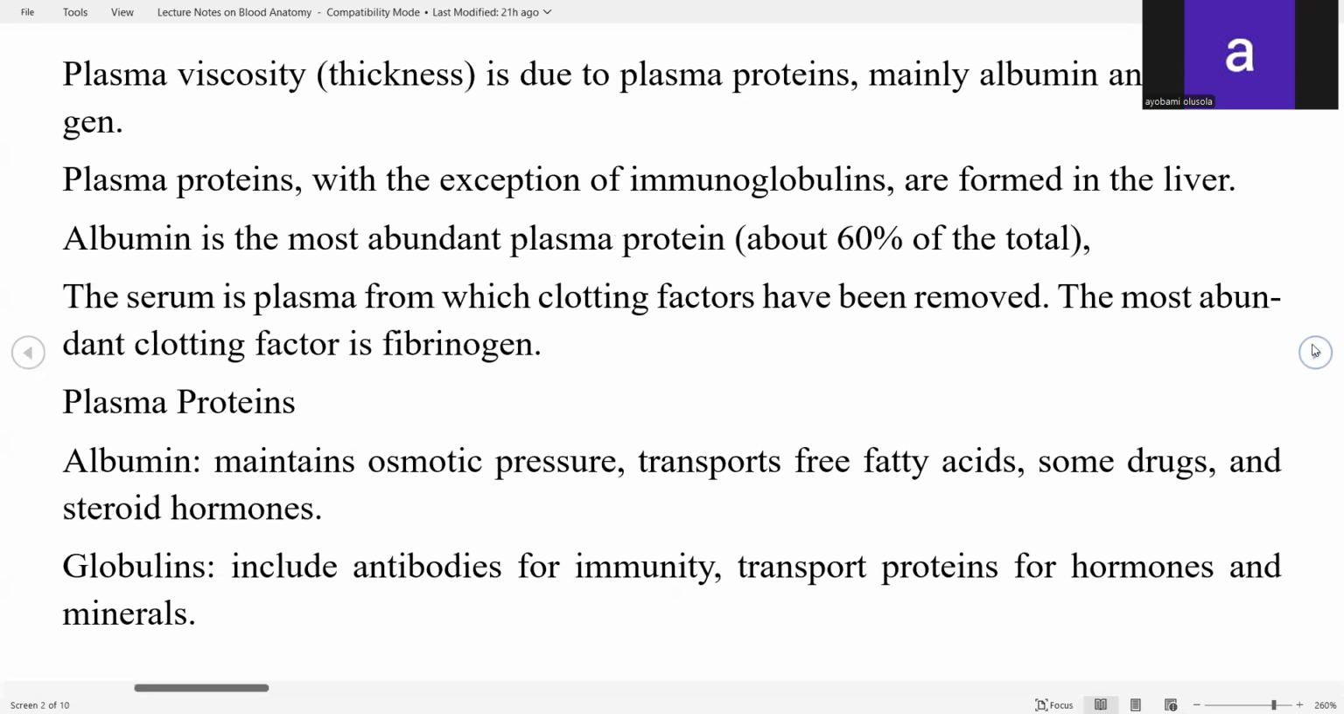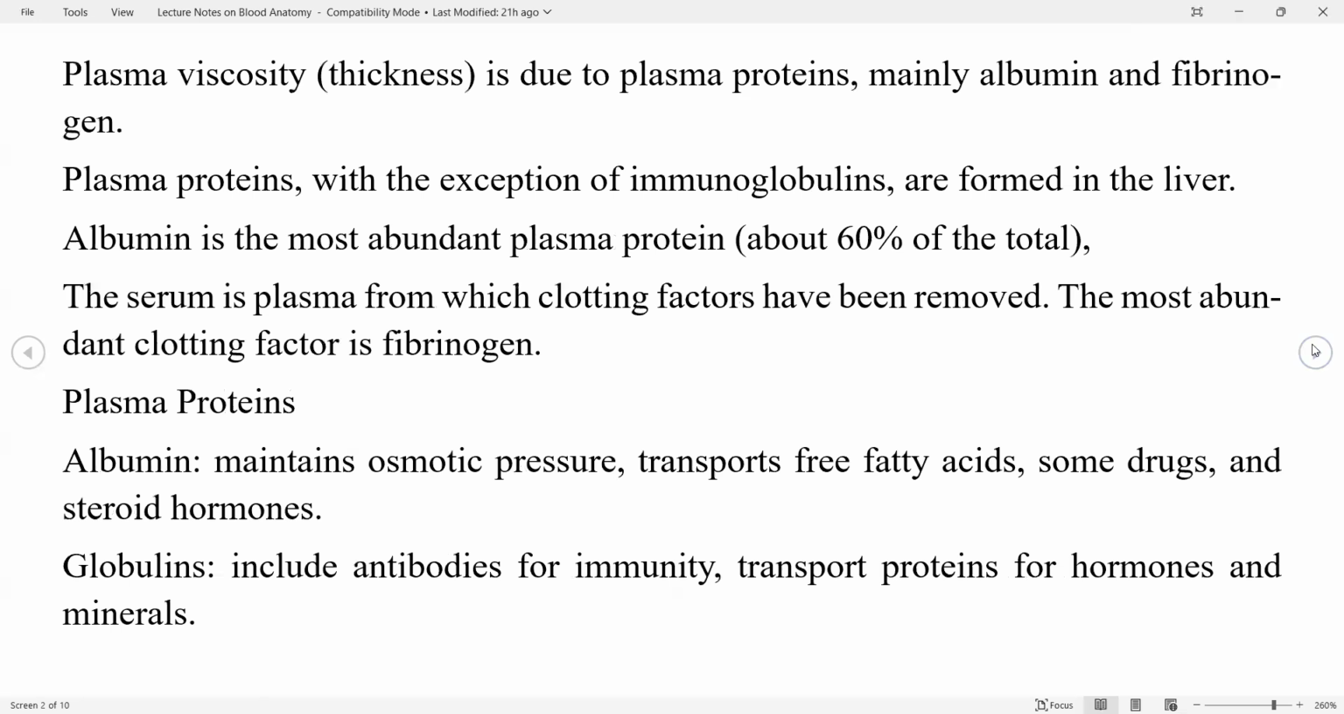Okay, so the plasma viscosity, that's the thickness of the plasma, like I said earlier on, is mainly due to albumin and fibrinogen. All plasma proteins, albumin, fibrinogen, are formed in the liver. The exception is immunoglobulin. Albumin is also the most abundant plasma protein. It is about 60% of the total plasma proteins.